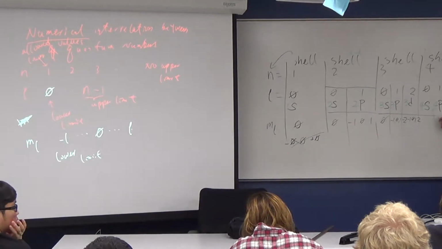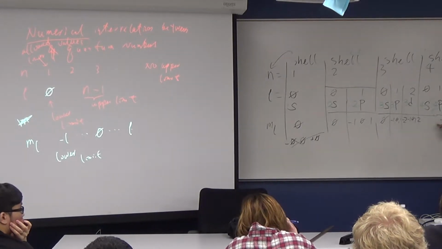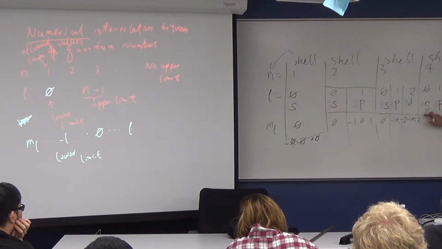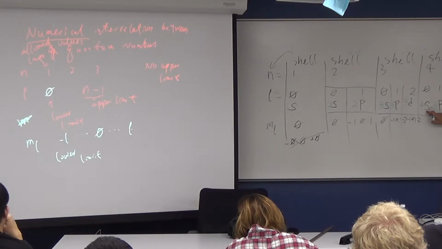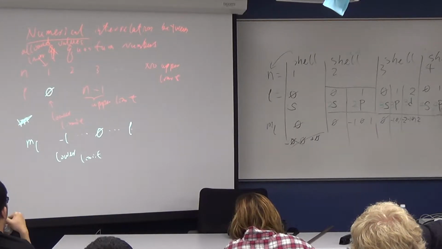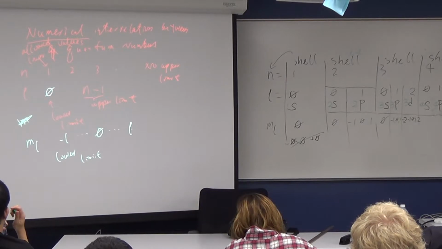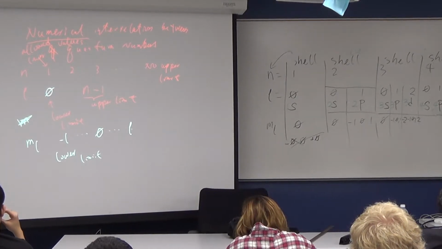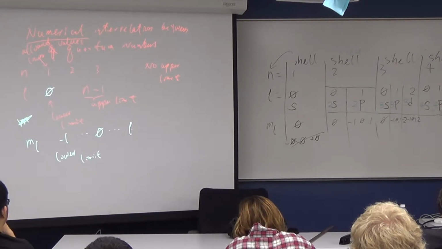Alright, so I will skip a few here because you already found out what the number is for S. Right? S means L is 0. If L is 0, then ML can only be 0. You already know P, and no matter 3P or 4P, if it's P, that means L is 1. If L is 1, then ML is negative 1, 0, plus 1.